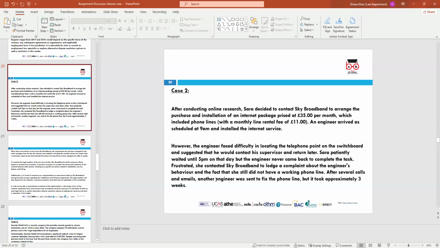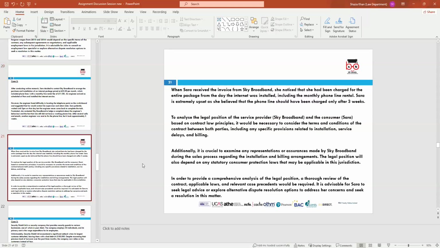Frustrated, she contacted Sky Broadband to lodge a complaint about the engineer's behaviour and the fact she did not have a working phone line. After several calls and emails, another engineer was sent to fix the phone line, but it took approximately 3 weeks. When Sarah received the invoice from Sky Broadband, she noticed she'd been charged for the entire package from the day the internet was installed, including a monthly phone line rental. Sarah is extremely upset. She believes the phone line should not have been charged until after 3 weeks.